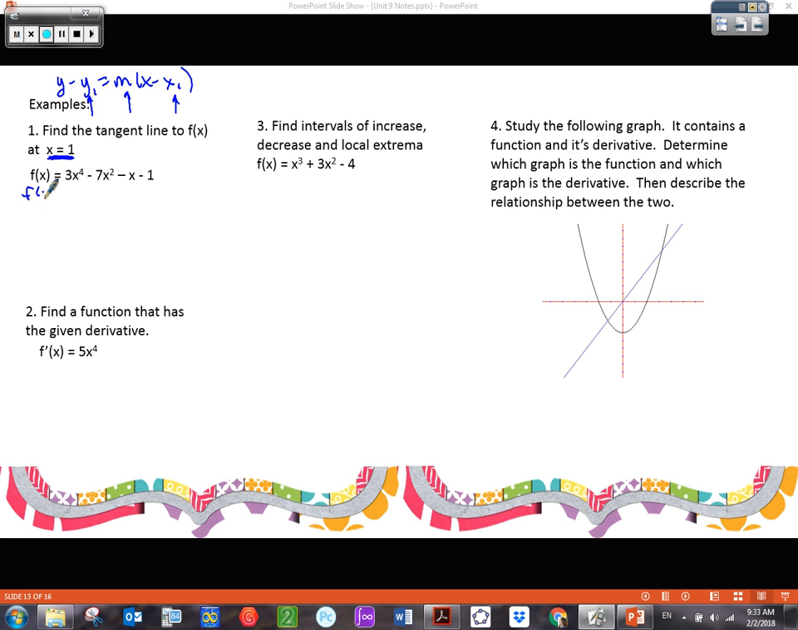So let's do f of 1. We plug in a 1. We get 3 times 1 to the 4th minus 7 times 1 squared minus 1 minus 1. Let's see, what does that give us? It gives us a negative 6. Great. So we have x1 and y1, and we need the slope. This point, x1, y1, is the point of tangency. That's a vocab word. The point of tangency is the point where this line touches the function. So my point of tangency is at 1, negative 6.